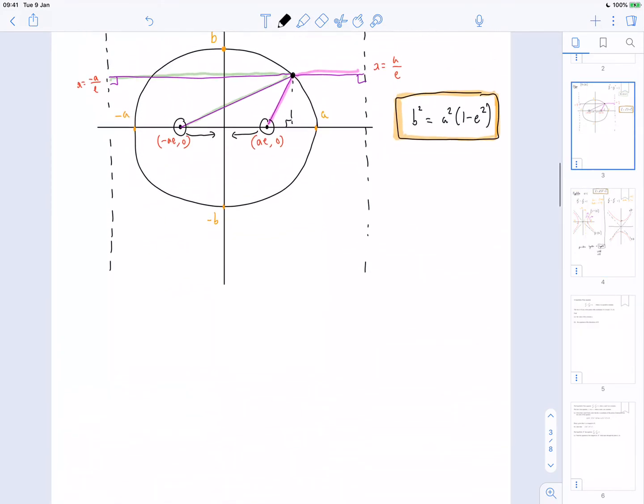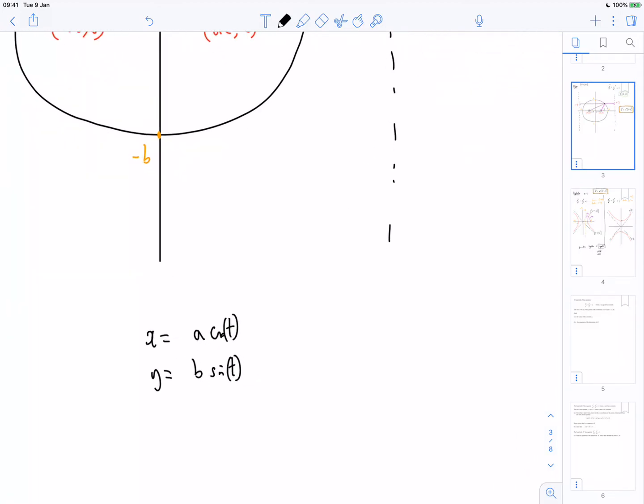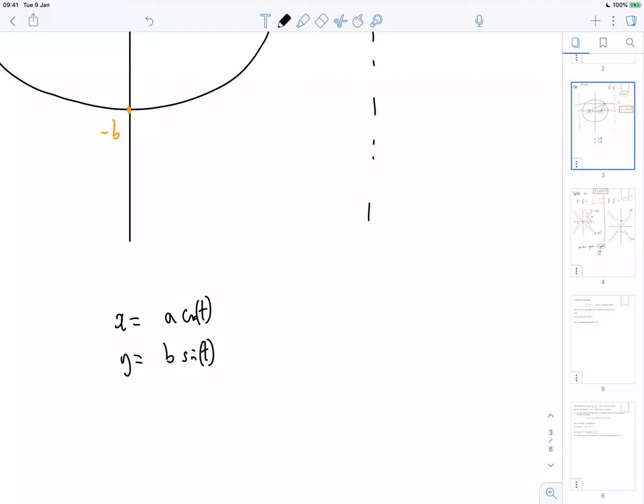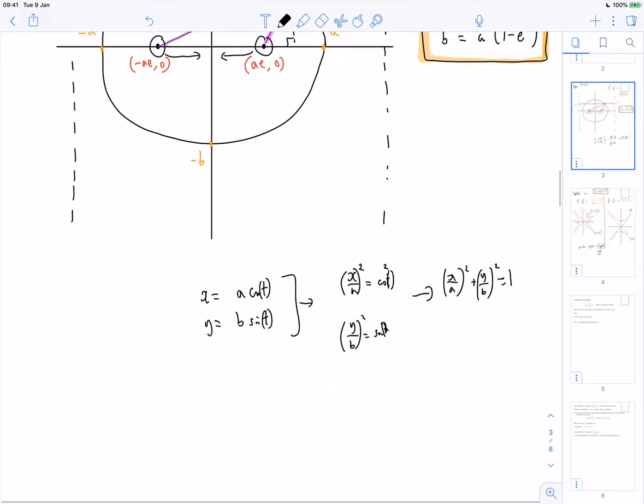Now, when we parameterize ellipses, we might have, say, x equals a cosine t, and y equals b sine of t. And then if you think about it, what does that mean? Well, that means x over a equals cosine of t, and y over b equals sine of t. And then clearly if I square both sides, I will be left with x over a all squared plus y over b all squared equals 1, because sine squared plus cos squared equals 1.